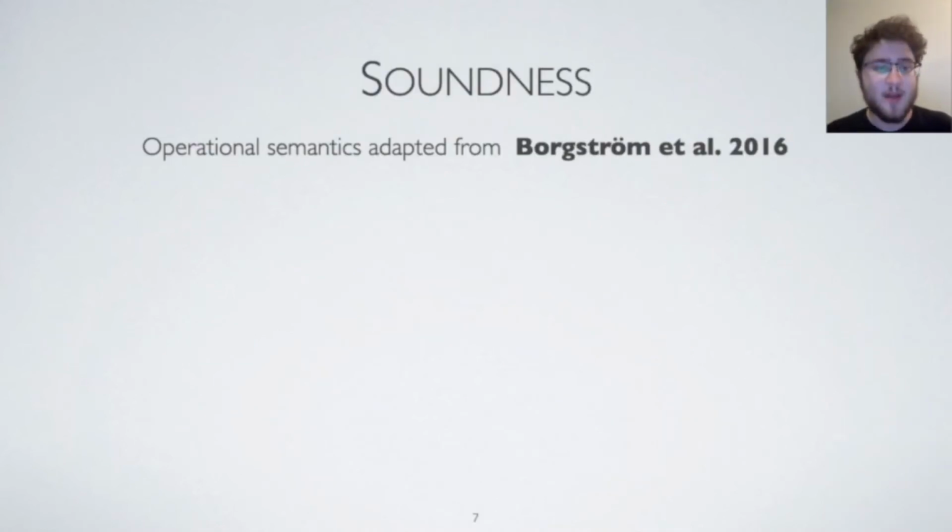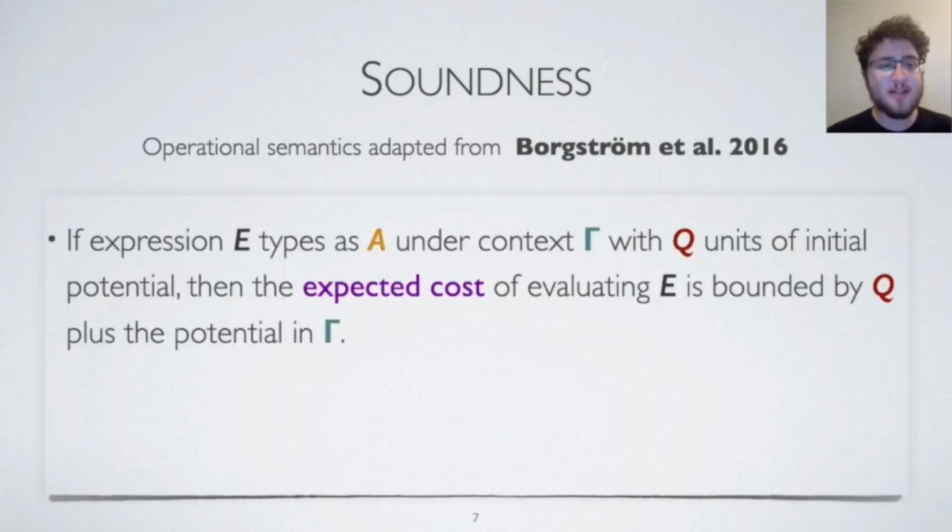To overcome this, we created a whole new operational semantics for Praml based on Borgström et al. 2016's trace-based and step-indexed distribution-based semantics. You can find the details of this adaptation in the paper. With operational semantics in hand, we can state soundness as follows. If expression E types as A under context gamma with Q units of initial potential, then the expected cost of evaluating E is bounded by Q plus the potential in gamma.